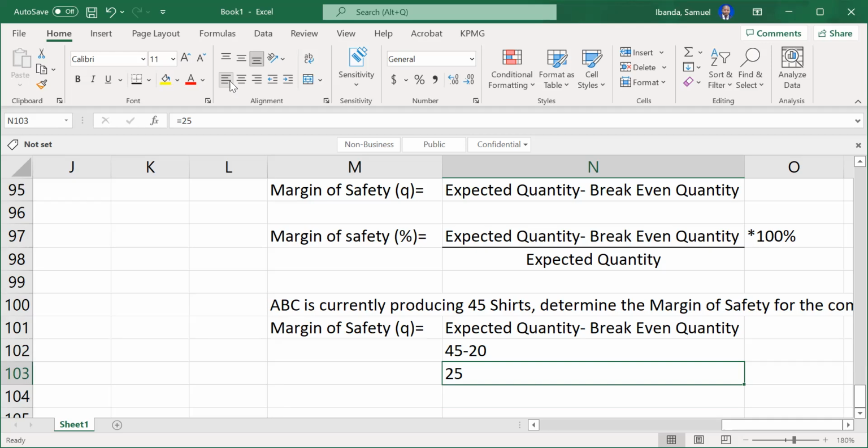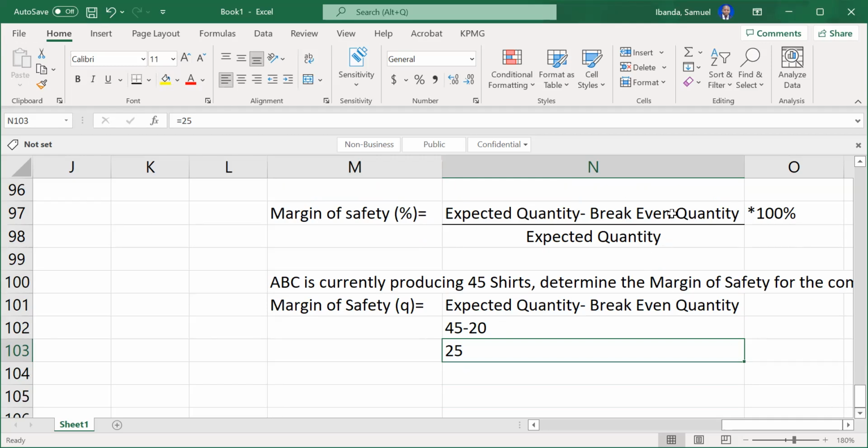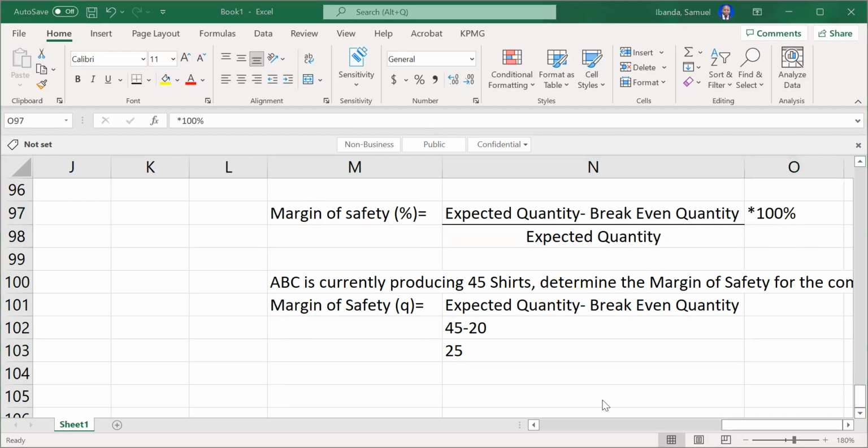If this was to be in percentage, this would be very easy as well. You just substitute it here and multiply by 100%. Okay, so that is what happens with the so-called margin of safety. Now there's another term that I want us also to look at.